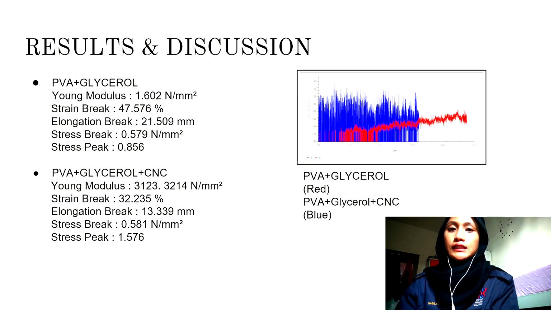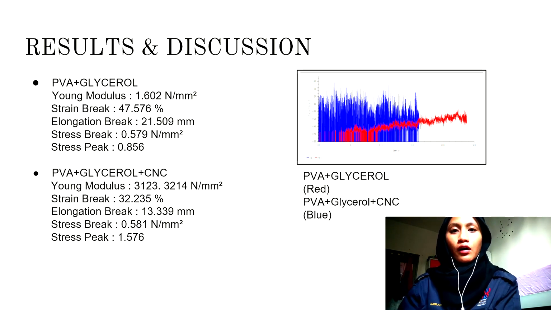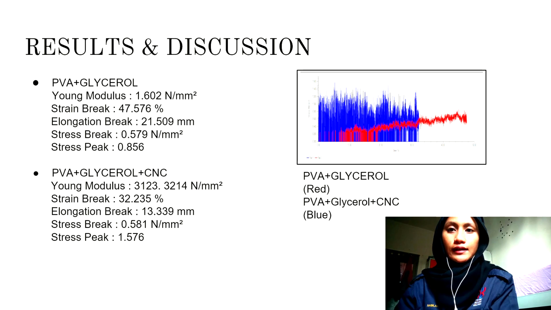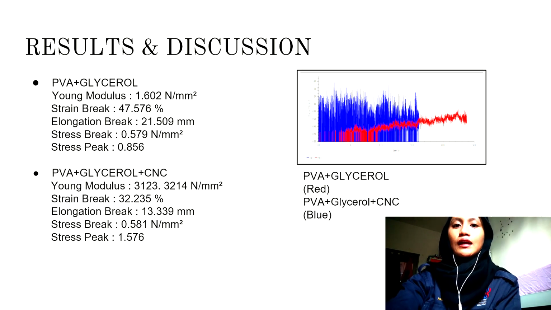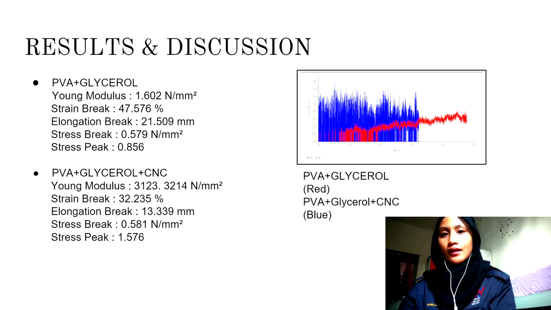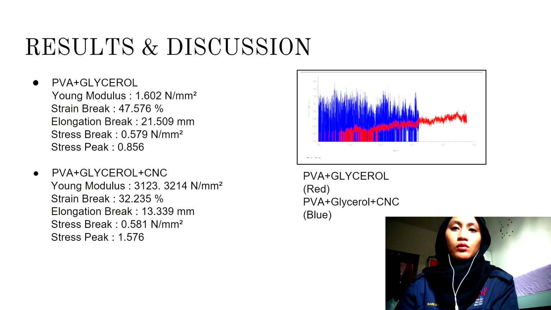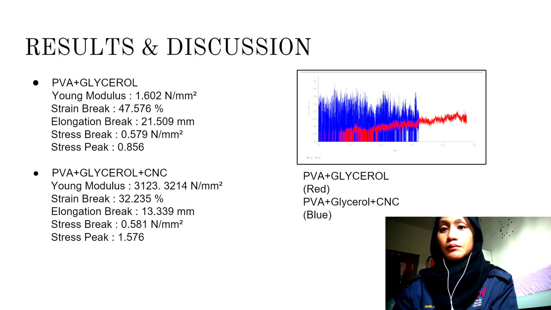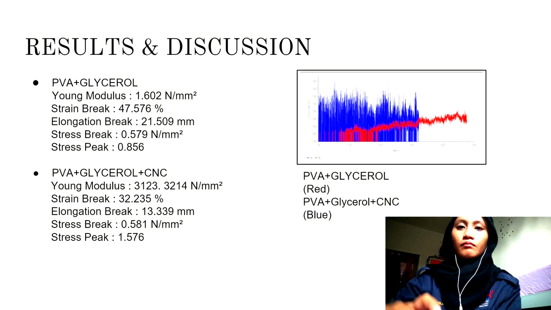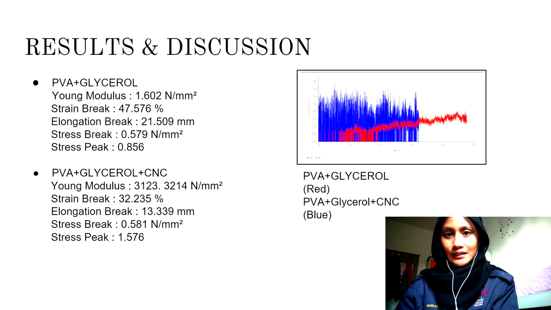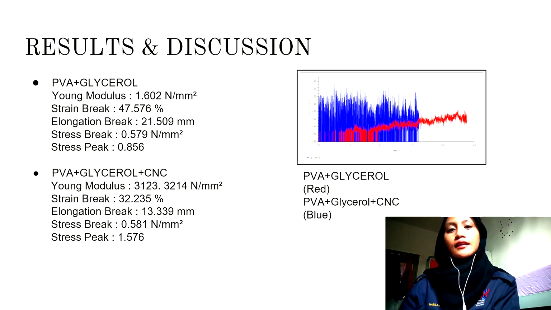So as we can see in the result, the elongation at break of the membrane with CNC is lower at 13.339 mm compared to the membrane without CNC, which is 21.509 mm, much longer than the membrane with CNC. Hence, the membrane without CNC is most likely harder and more brittle than the one with CNC.